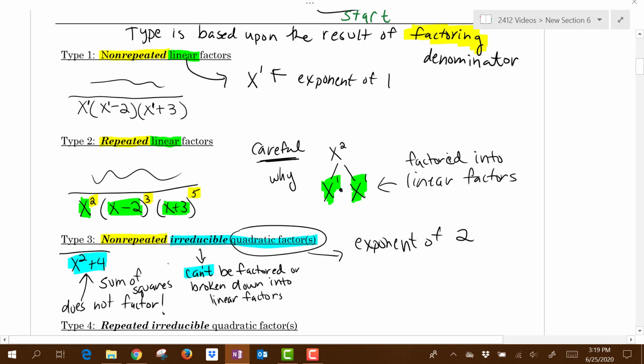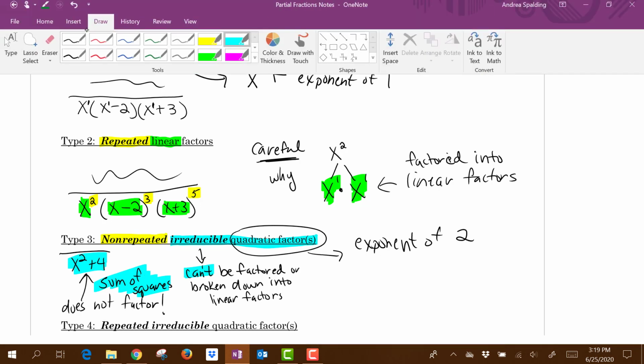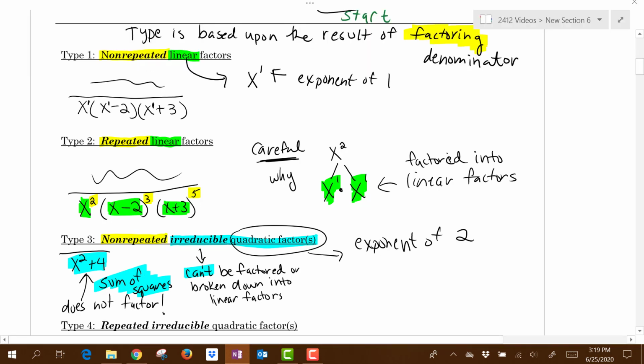If you remember from algebra, that's actually what we call a sum of squares. And a sum of squares does not factor down into linear factors. You will see sum of squares pop up a lot in this section. You want to be aware that when you see a square plus a square, you might be tempted to try to factor that, but it does not factor.